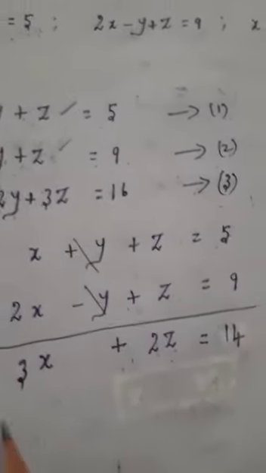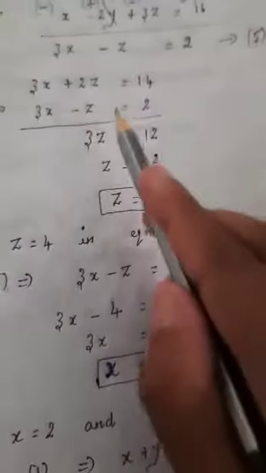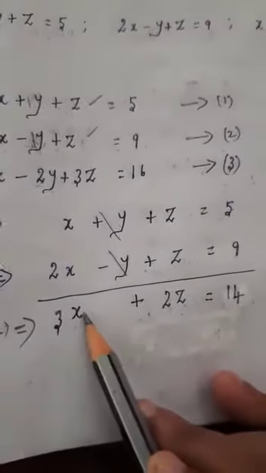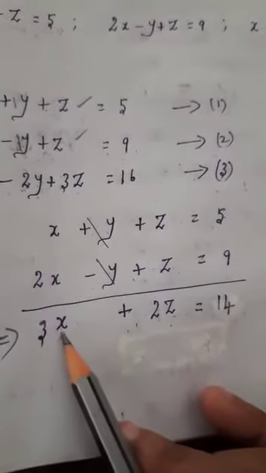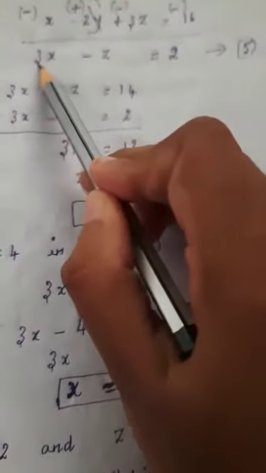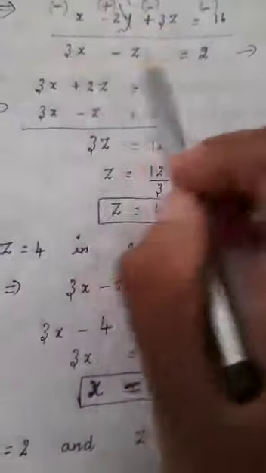Okay, so now 3x plus 2z is equal to 14 you have. Here 3x minus z is equal to 2 you have. So here the x variable, the numerical coefficient of the x variable, is the same. Here also the x variable, the numerical coefficient is 3. In this equation, the numerical coefficient 3 of the x variable is the same. So here, can you eliminate the x variable or not? Yes, easily. While subtracting you can eliminate that variable.